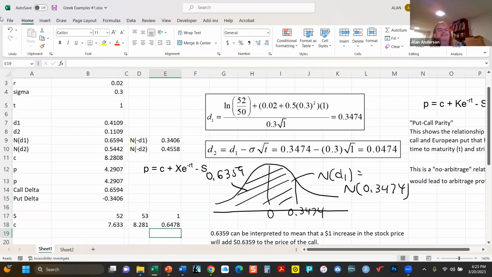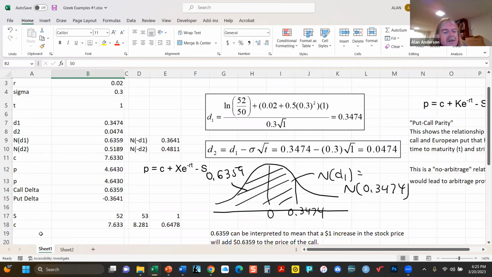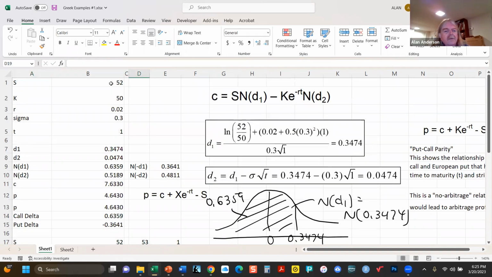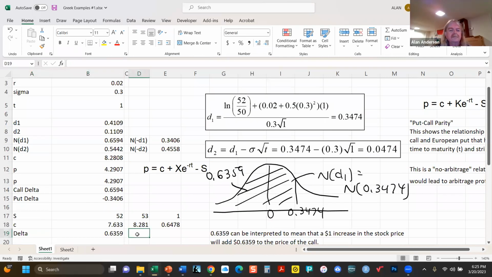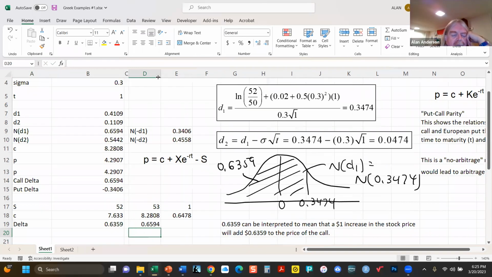You know what I should have done? Hold on. If you noticed, when I changed the stock price, the delta changed as well. So what I'm going to do right now is copy down the deltas so that we don't have that problem again. And then when I change it to 53, if you notice, the delta does change. It goes up to 65.94. And that proves to be very significant. The actual delta itself is changing. It's not just the call price.